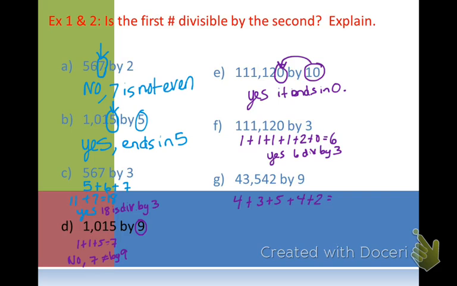4 plus 3 is 7, and that would be 12, then 16, 17, 18. Does 9 go into 18 evenly? Yes, it does, so you're going to say yes. 18 is divisible by 9. And that's how you do examples 1 and 2.